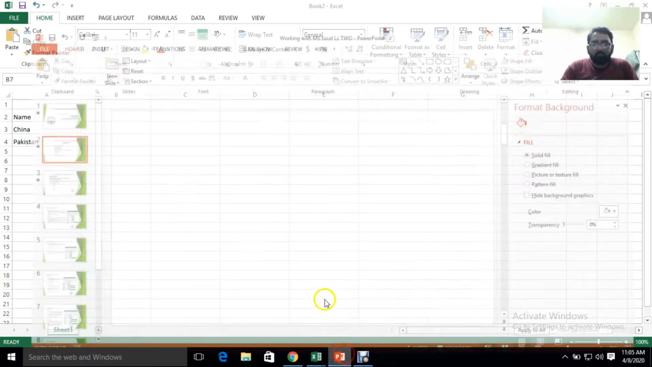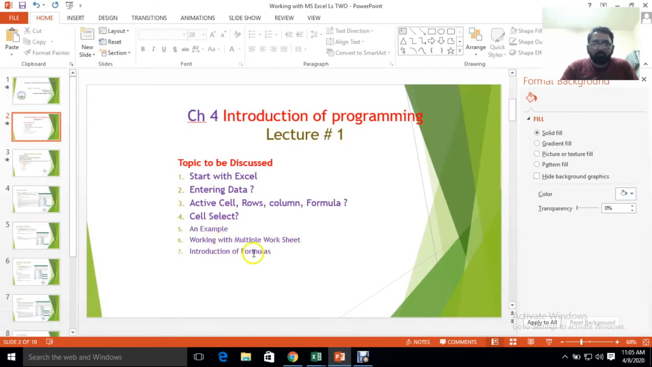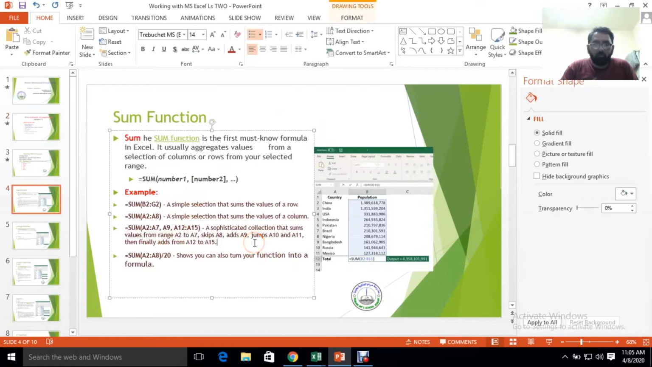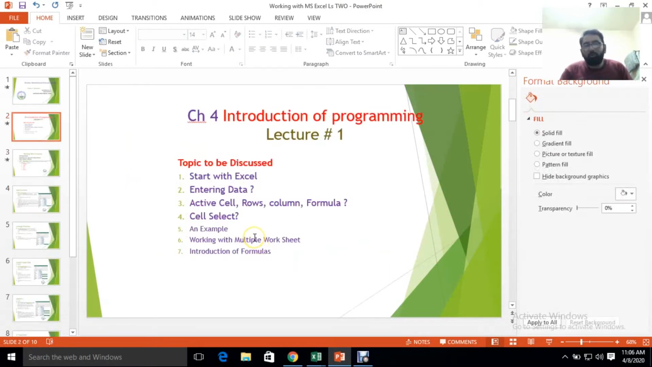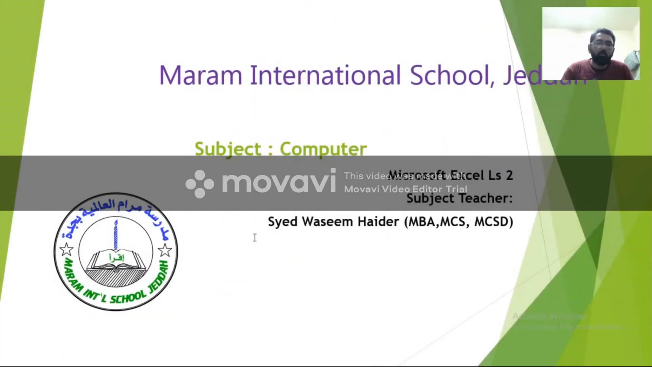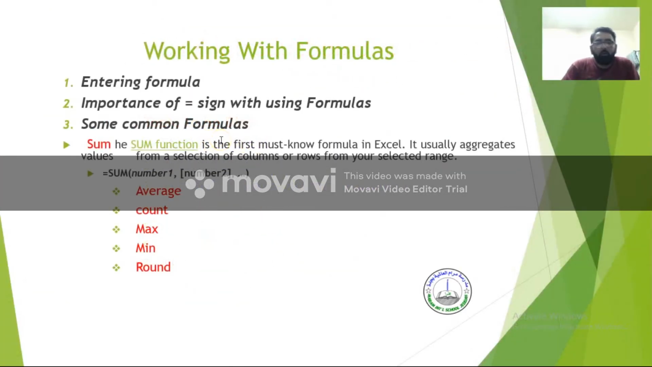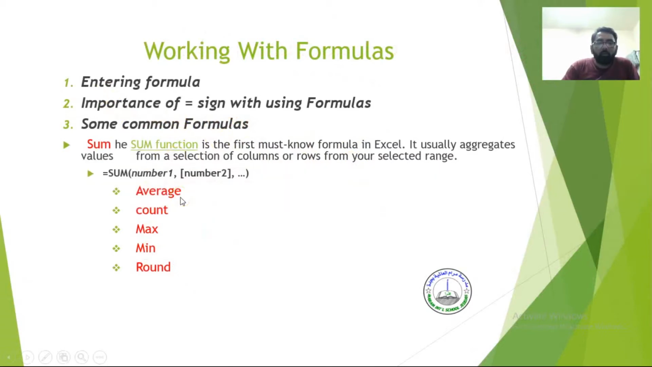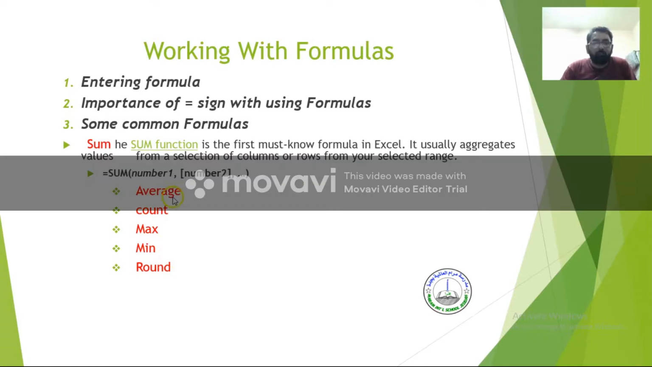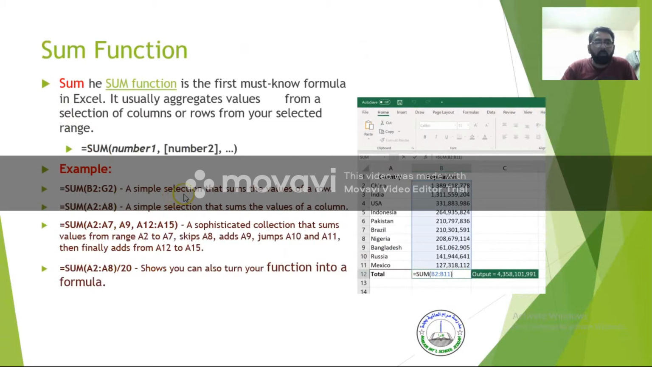Now our next step is to enter the formula. We will work with different formulas. First of all, I will tell you which formulas we are working with today. We will work with the sum formula, and we will also work with average, count, max, minimum, and round. What are these and how do we enter them? You can make your own formula, but these are already defined formulas inside Excel, called functions. For example, this is the sum function. First of all I will explain it here, then we will do the practical as well.